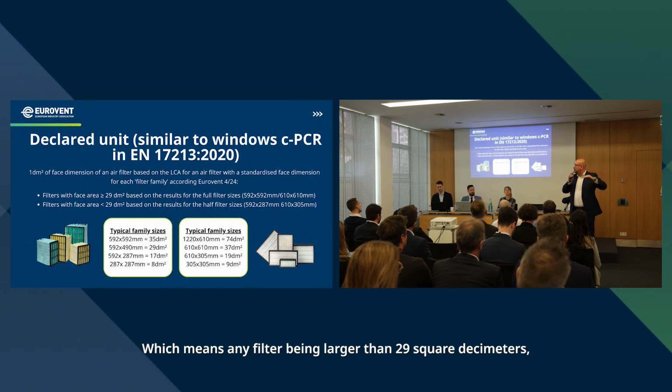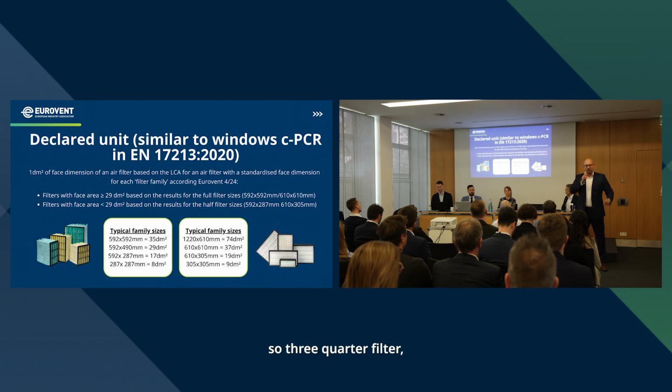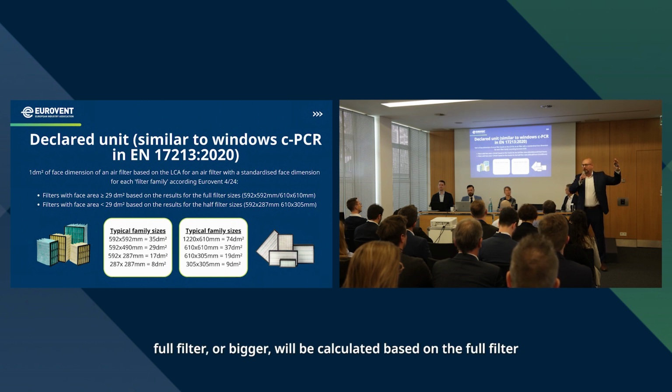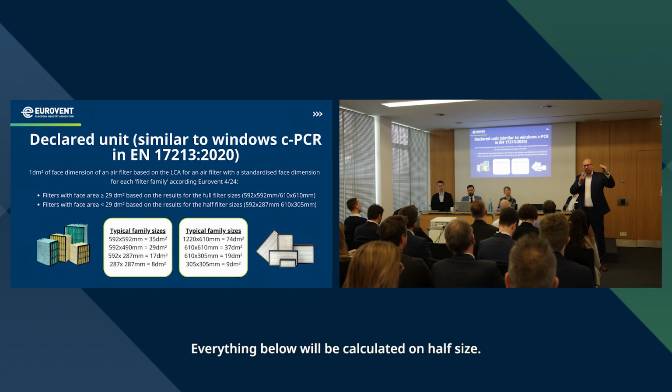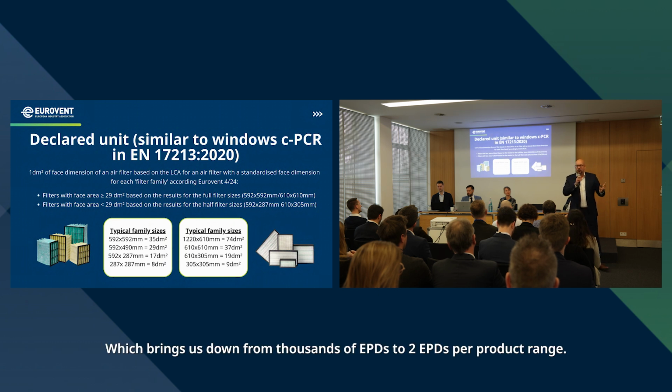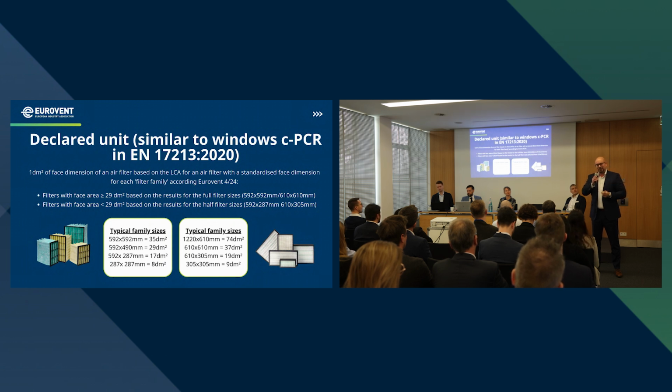Which means any filter being larger than 29 square decimeters, so 3/4 filter, full filter, or bigger, will be calculated based on the full filter on the square decimeter face area. Everything below will be calculated on half size, which brings us down from thousands of EPDs to 2 EPDs per product range, which is much more reasonable.